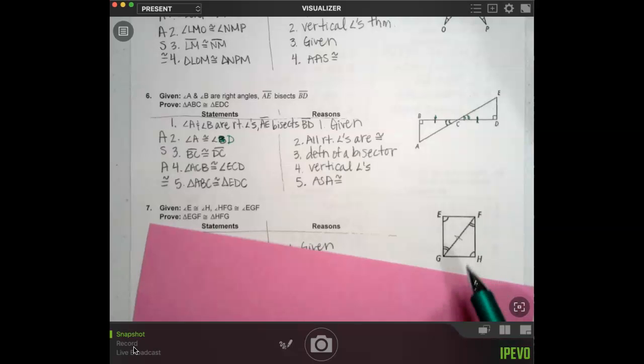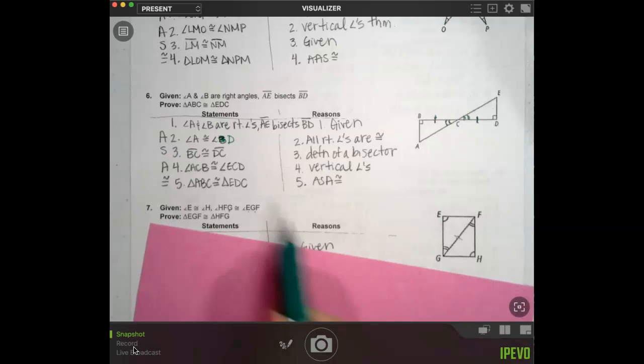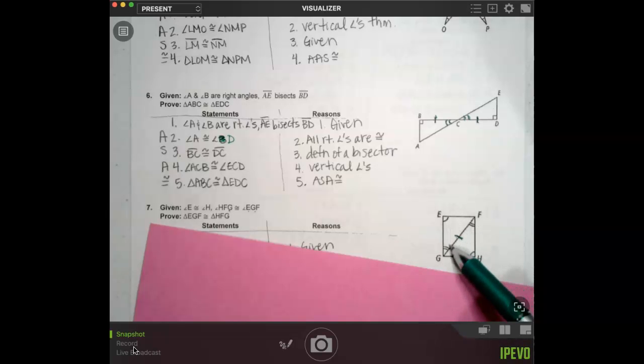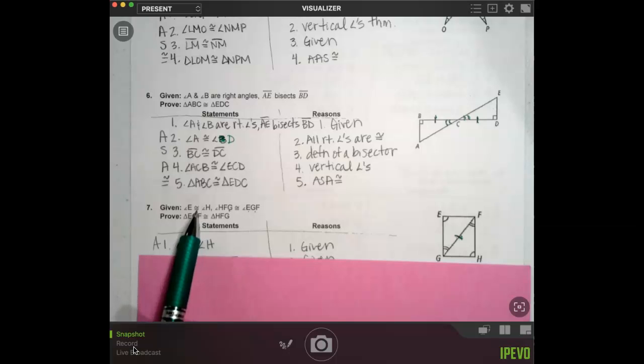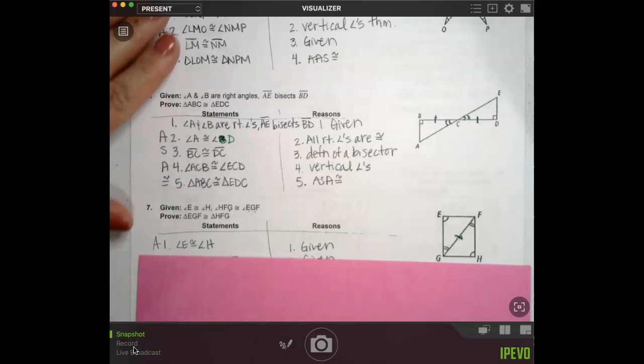All right. This one, angle E and H congruent. HFG, EGF are congruent. We can mark our shared side. Gives me an angle, angle, side. Again, we did the setup in class. Now we'll see if you can fill in the proof. There is no non-congruency in the given. That is a congruent symbol. Congruent symbol means we're going to use 4 steps.